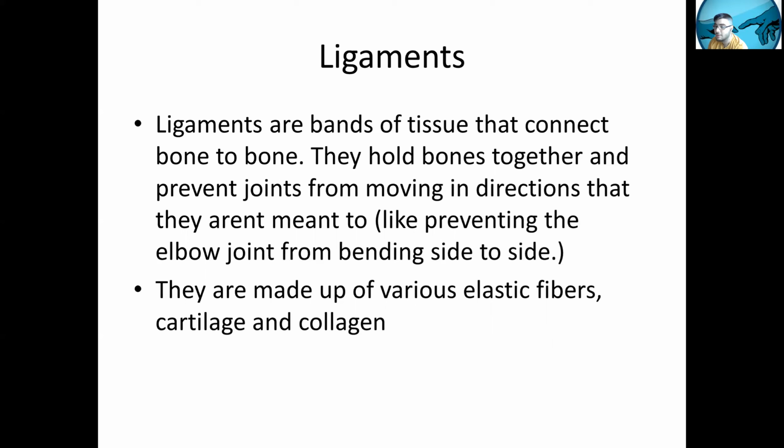Like, for example, preventing the elbow joint from bending side to side. If I have my elbow right here, I can move it freely this way, forward and back, but I can't really move it side to side. It's a lot harder, and I have to move my shoulder as well. I can't just move this that way without moving the rest of my arm. And that's because there are ligaments here that prevent that motion.